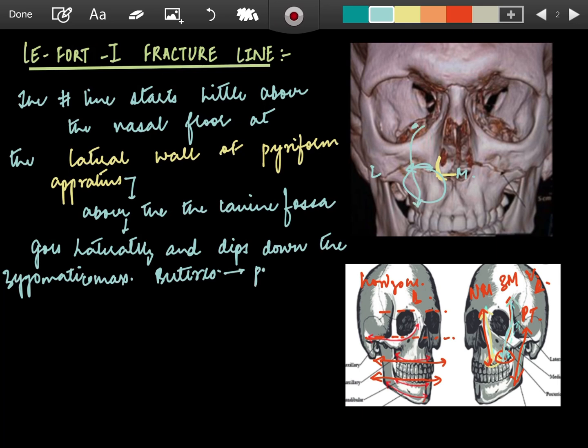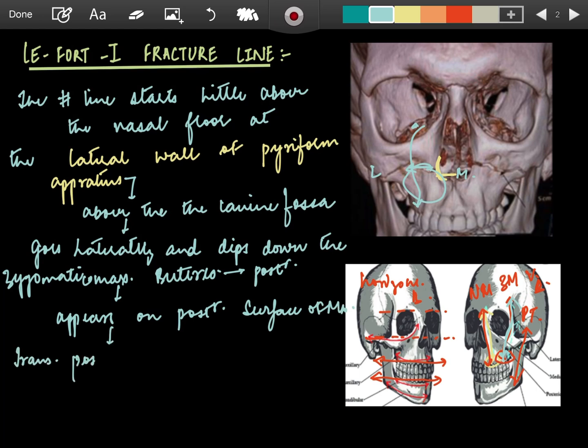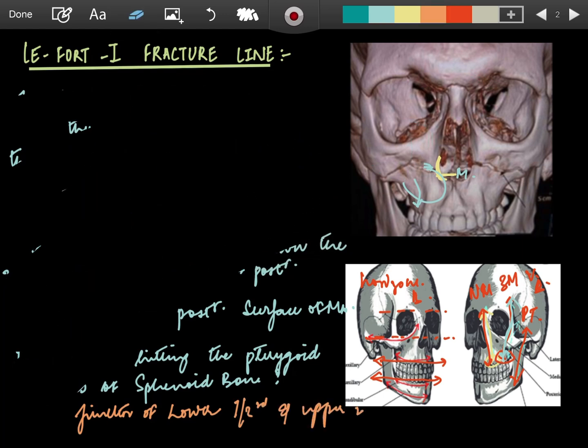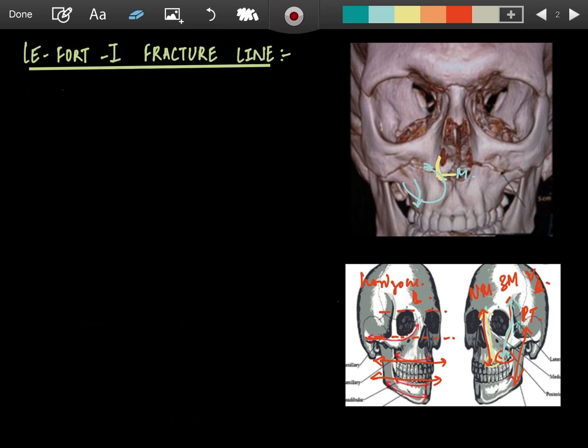Then it goes posteriorly, appears on the posterior surface of the maxilla. It passes posteriorly, hitting the pterygoid plate or the pterygoid process of the sphenoid bone at the junction of the lower 1/3 and the upper 2/3. So this was the main fracture line, and we just studied the unilateral fracture line.